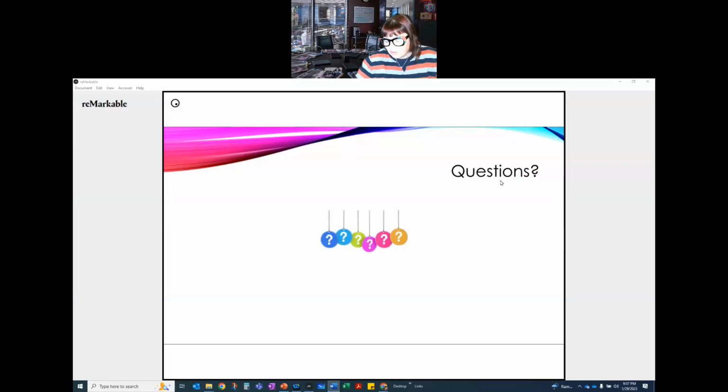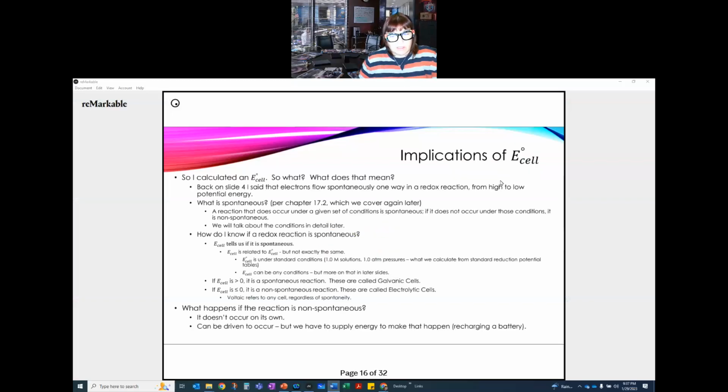What do we do? Well, turns out, shockingly, that E not cell tells us a lot. It really does. So I calculated an E not cell. What the hell is that? So back on slide 4, I said that electrons flow spontaneously.